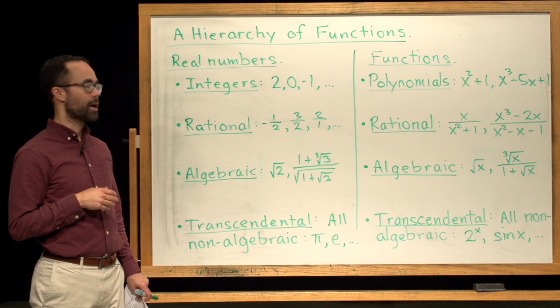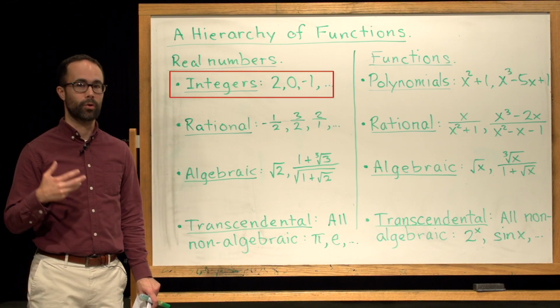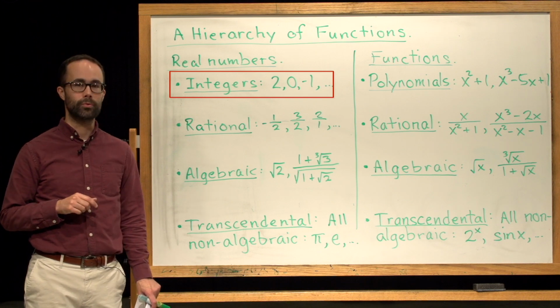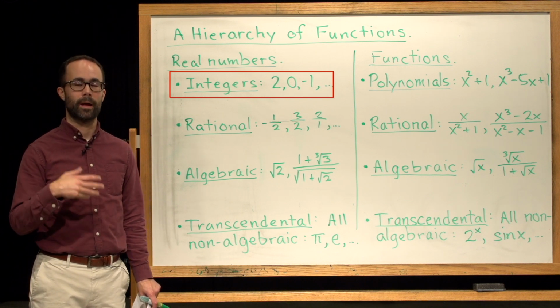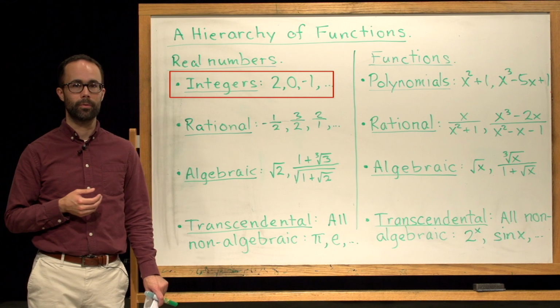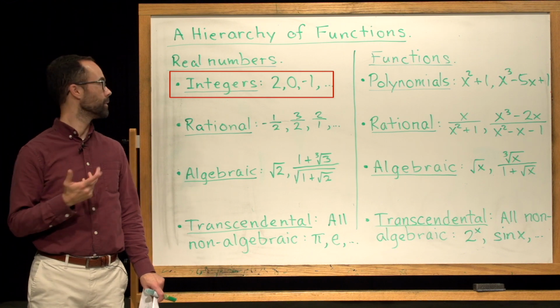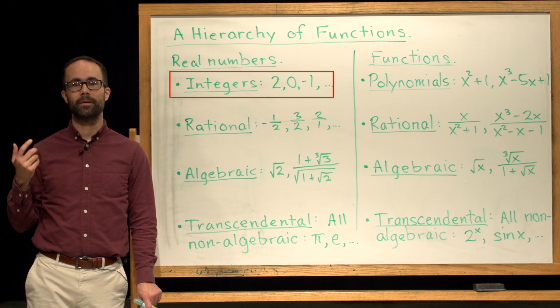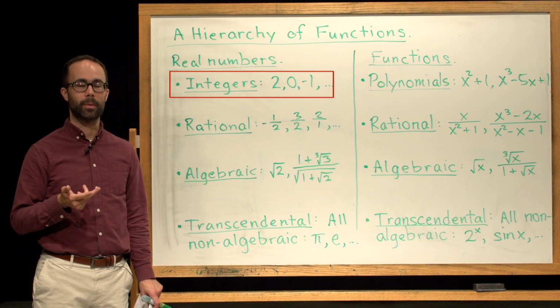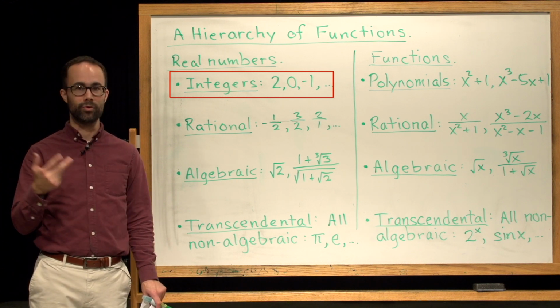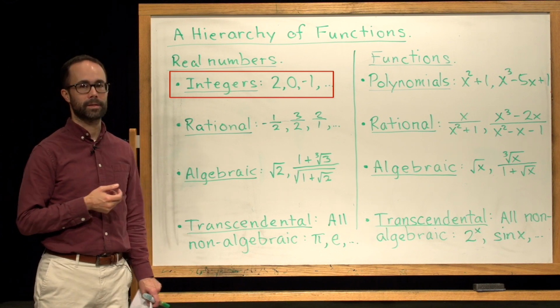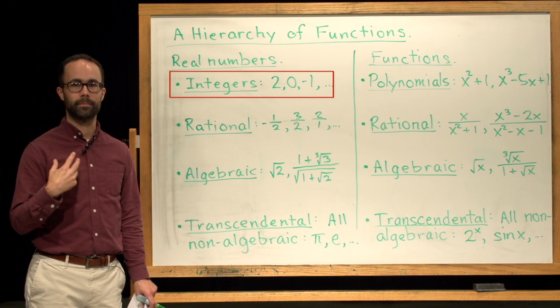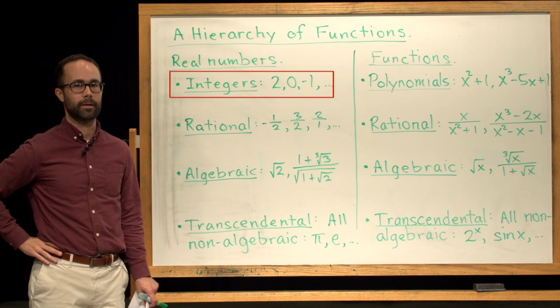Let's start at the top. We'll look at integers. These are whole numbers, numbers like 2 or 0 or -1. We have positive and negative and 0. And one thing about real numbers that are integers is that if you add or subtract or multiply integers, you will get new integers. So that's something about integers that we rely on, we tend to take for granted.